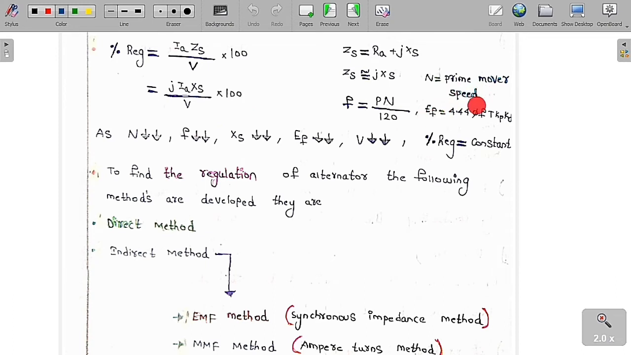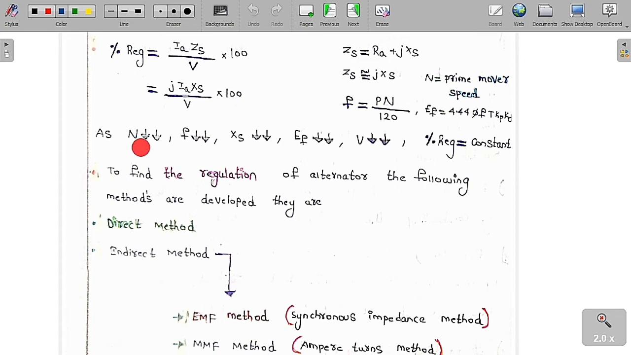Where N is the prime mover speed. So NR is equal to NS is equal to 120 f by P, so f is equal to P into N by 120. So Ef is equal to 4.44 f T, where T is called turns per phase, into Kp into Kd. I have already told this important point. Ef is the EMF induced per phase in the generator winding, which is equal to 4.44 f turns per phase into Kp into Kd.